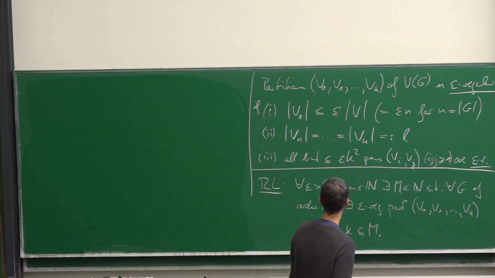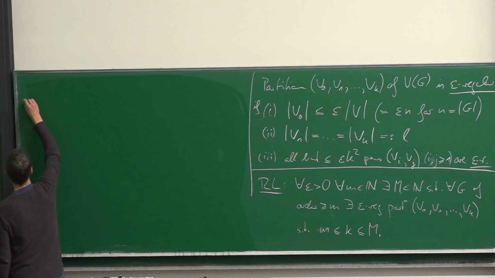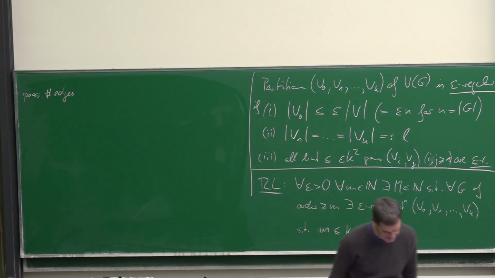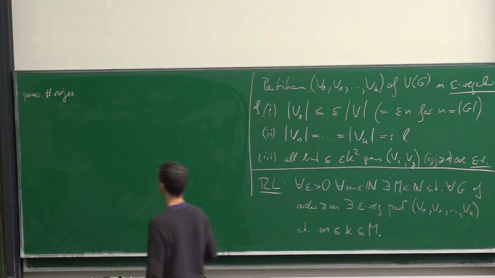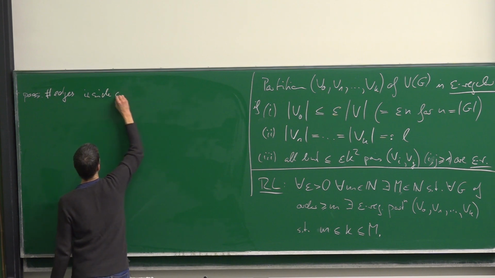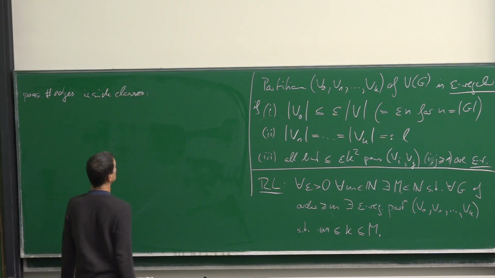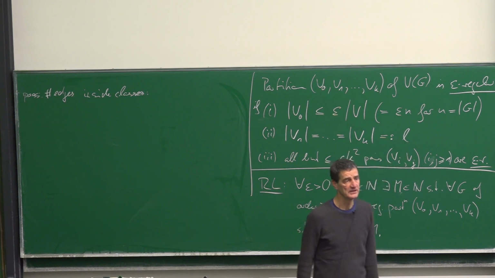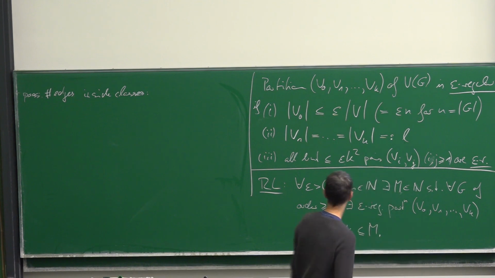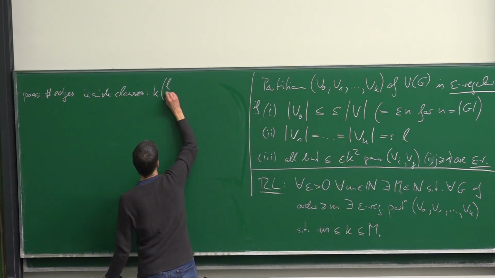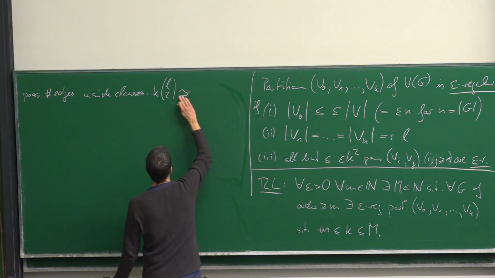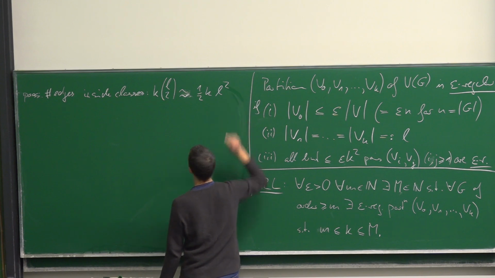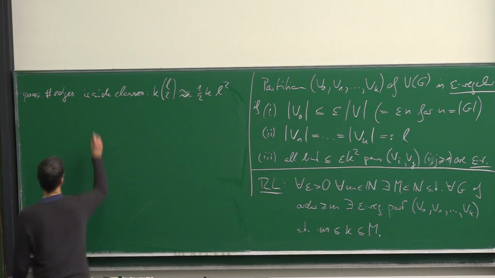So, possible number of edges. Which do I want first? Inside classes, well, the classes have size L, so there's L choose 2 possible edges on each of these classes. So that's k times L choose 2, which is roughly half k L squared edges inside classes, right?